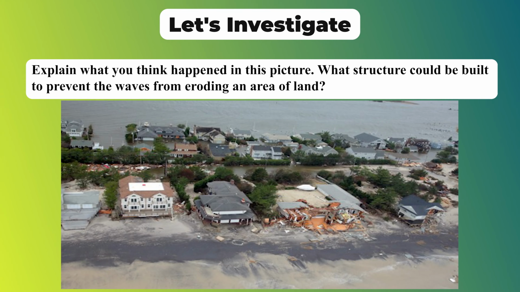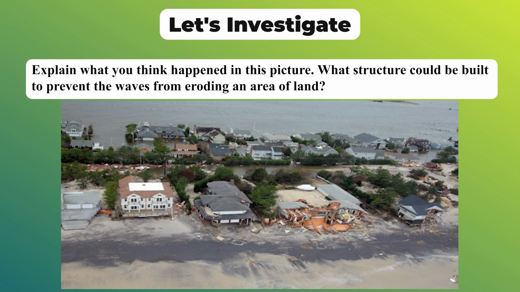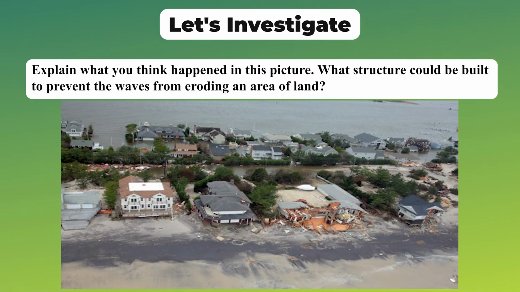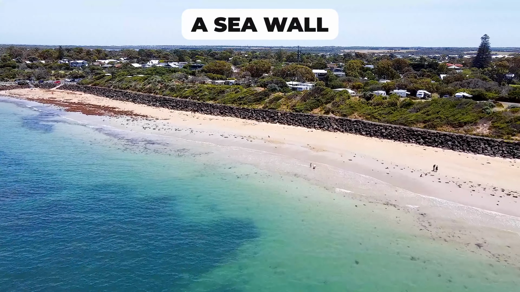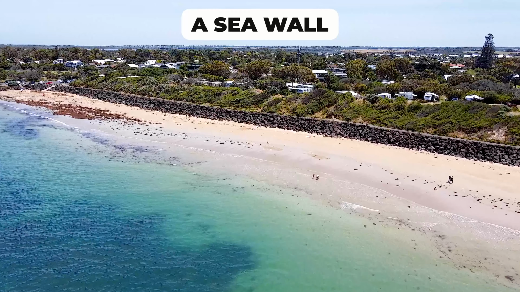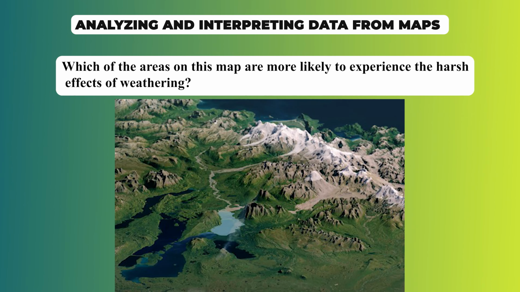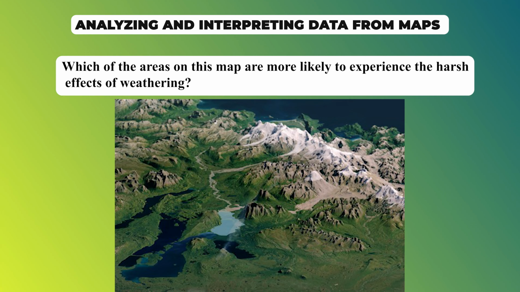Let's investigate. Explain what you think happened here in this picture. What structure could be built to prevent the waves from eroding an area of land? A seawall. How could a seawall reduce the impacts of a weather-related hazard? Analyzing and interpreting data from maps. Which of the areas on this map are more likely to experience the harsh effects of weathering?